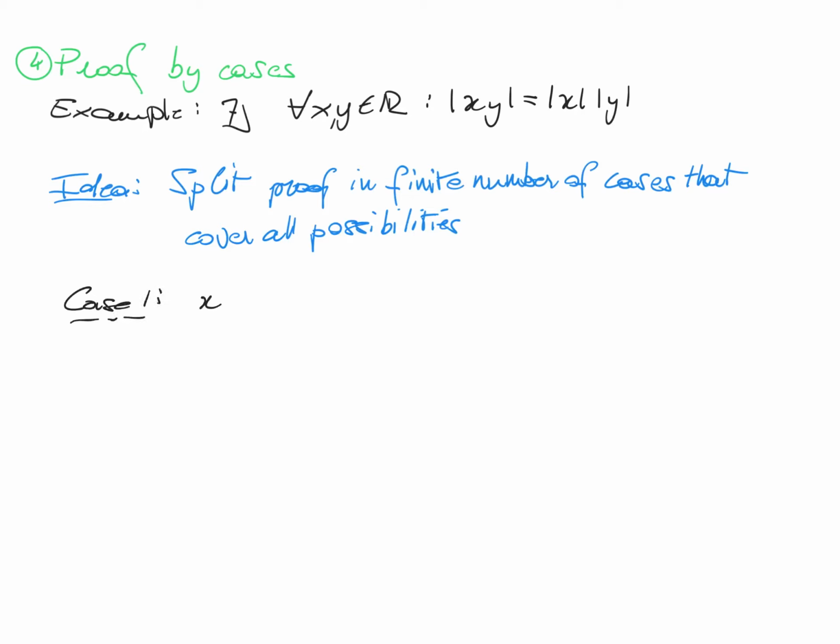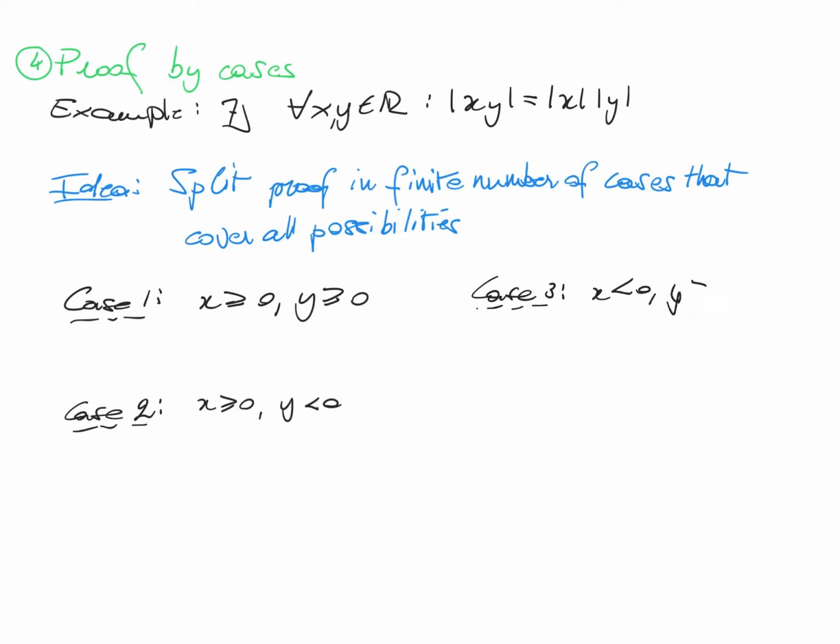The first case, x and y are both positive. The second case will be x is positive but y is negative. The third case would then be that x is negative but y is positive. And then the final case, case number 4, is that both of them are negative. And then we prove case by case.